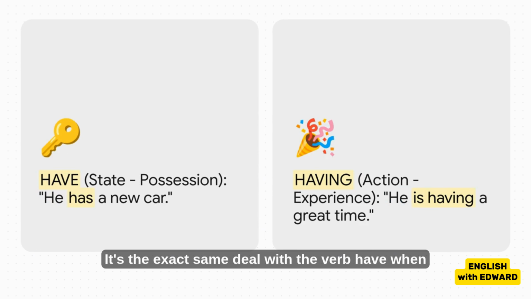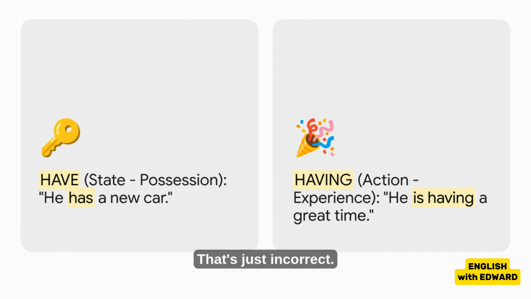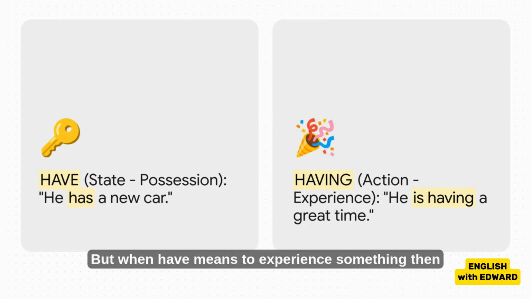It's the exact same deal with the verb "have." When it's about possession, it's a state. "He has a car." You would never say "he is having a car." That's just incorrect. But when "have" means to experience something, then it becomes an action. "He is having a great time."